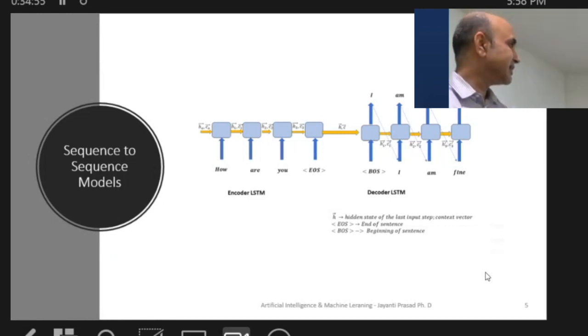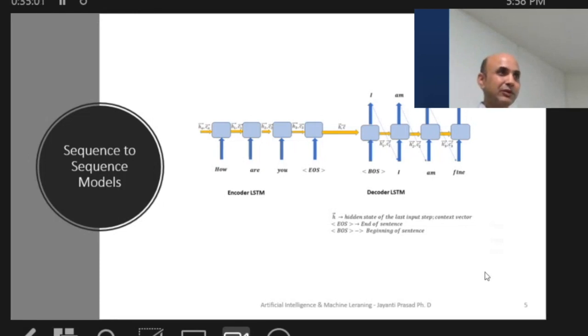And the bottleneck is that the full information of the input sentence is squeezed into one vector, one context vector. That is the problem.